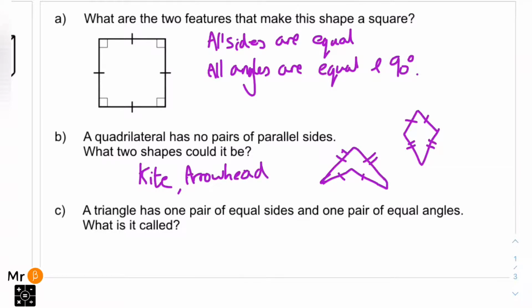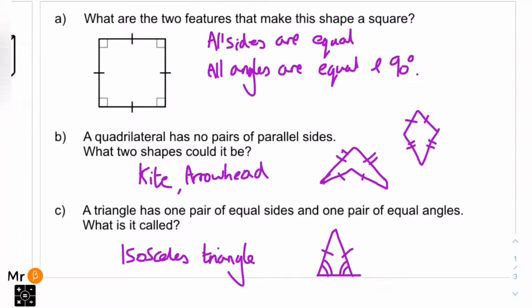Part C, a triangle has one pair of equal sides, one pair of equal angles. Well, this is known as an isosceles triangle. Again, if I were to draw a picture of it, we've got one pair of equal sides and our base angles are equal.